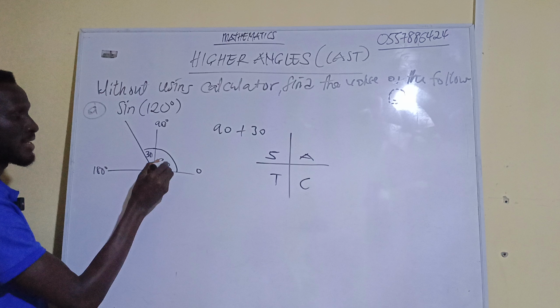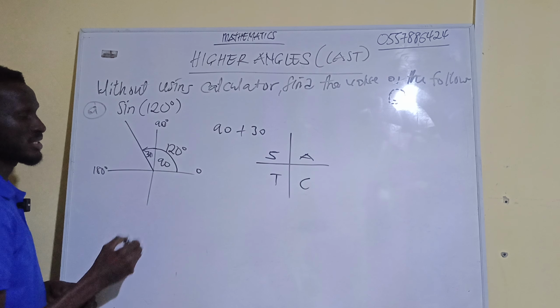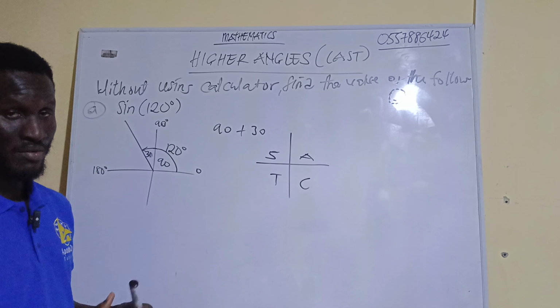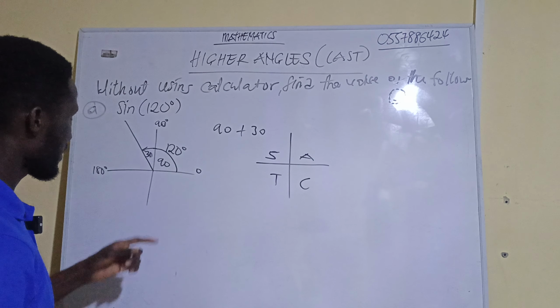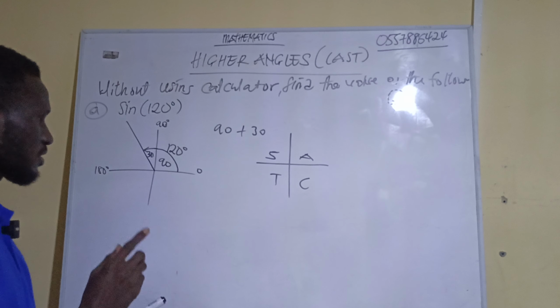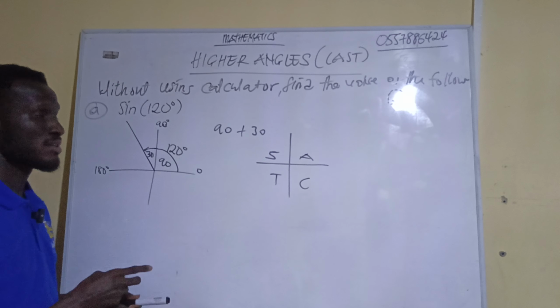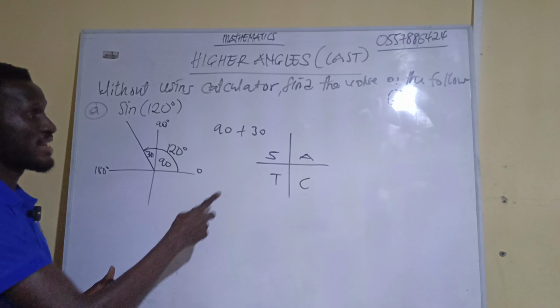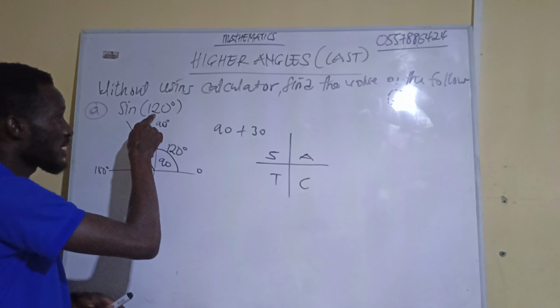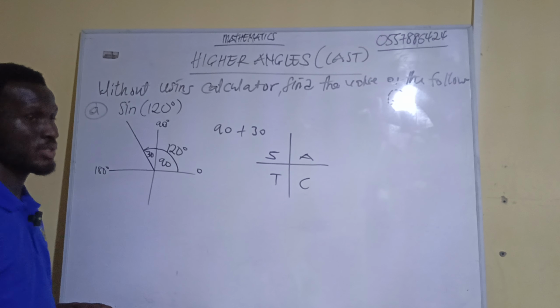And then this side is 90. It means from here to here is our 120 degrees. I hope you are following. From here to here is the 120 degrees. So first we read it. Here is 90. We are reading 120. Here is 90, and then we need 30 to add to 90 before we can get our 120. So from here to here is, let's say, our 120 degrees.